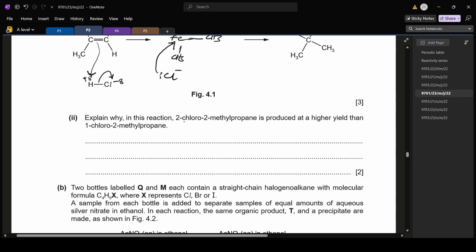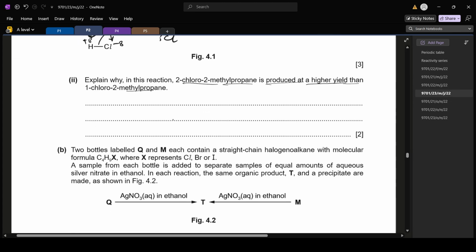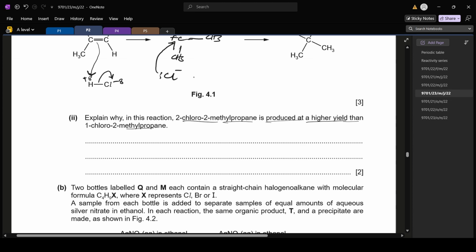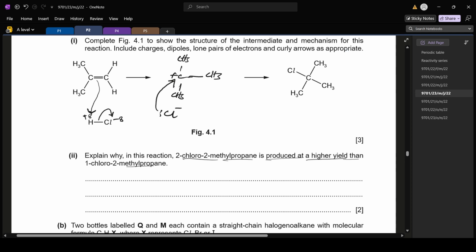Explain why in this reaction 2-chloro-2-methylpropane is produced at higher yield than 1-chloro-2-methylpropane. Because the intermediate that forms is the tertiary carbocation, and it is more stable due to the greater inductive effect of more alkyl groups. Alkyl groups are electron donating groups, so they will stabilize the positive charge on this carbon. So this is more stable than the intermediate formed when 1-chloro-2-methylpropane is formed, so this is produced in greater yield.